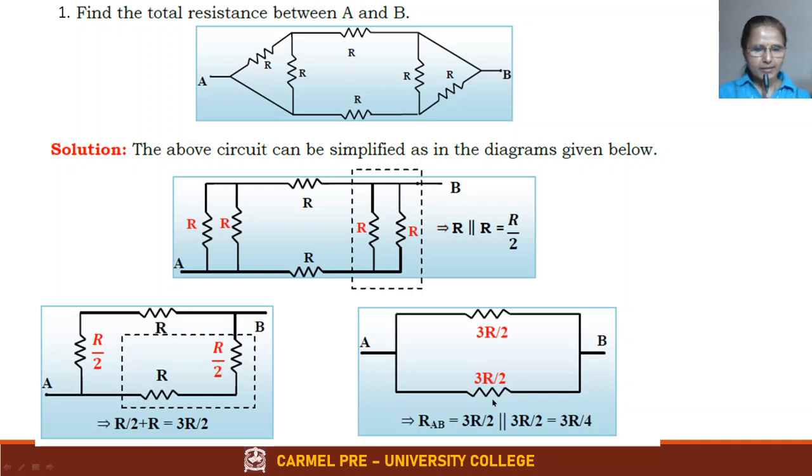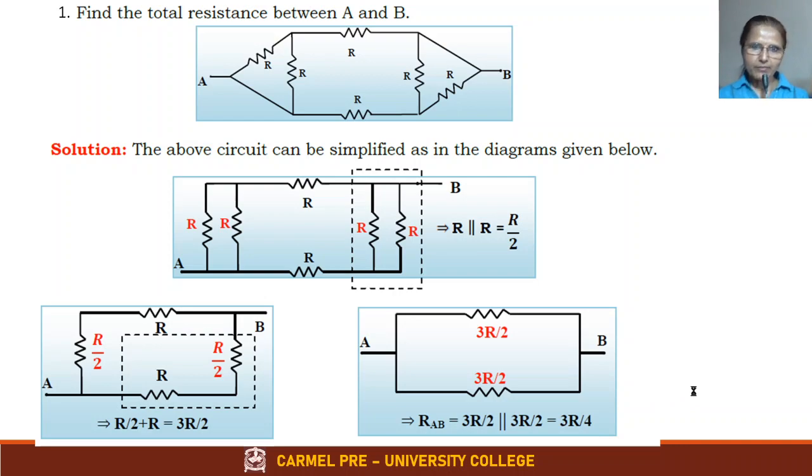These two are in parallel. When they are in parallel, you use the formula R1 R2 by R1 plus R2. When both are equal, it will be divided by 2. One resistance you take and divide by 2. So it is 3R by 2 divided by 2, which is equal to 3R by 4. This is how you simplify the circuit. Okay, analyze this and everything is given. You should be able to understand.